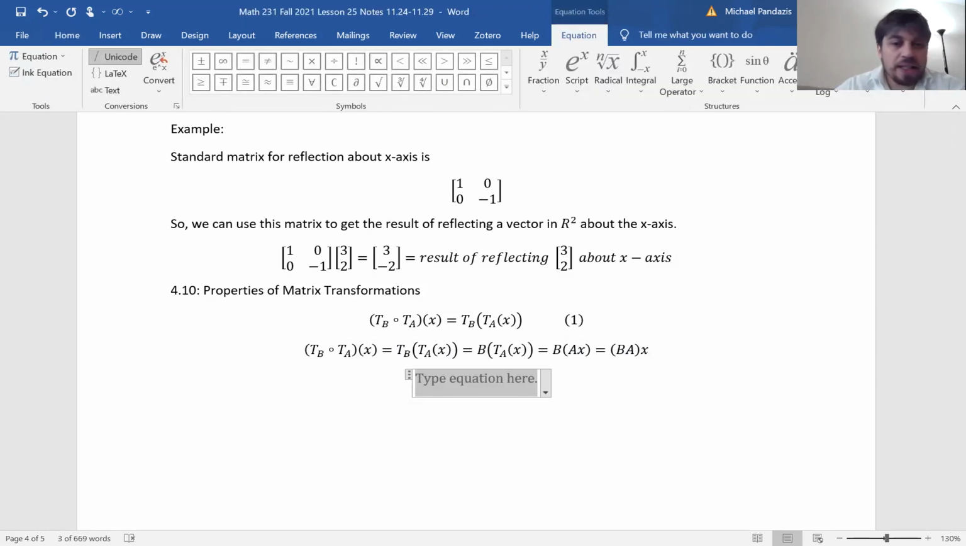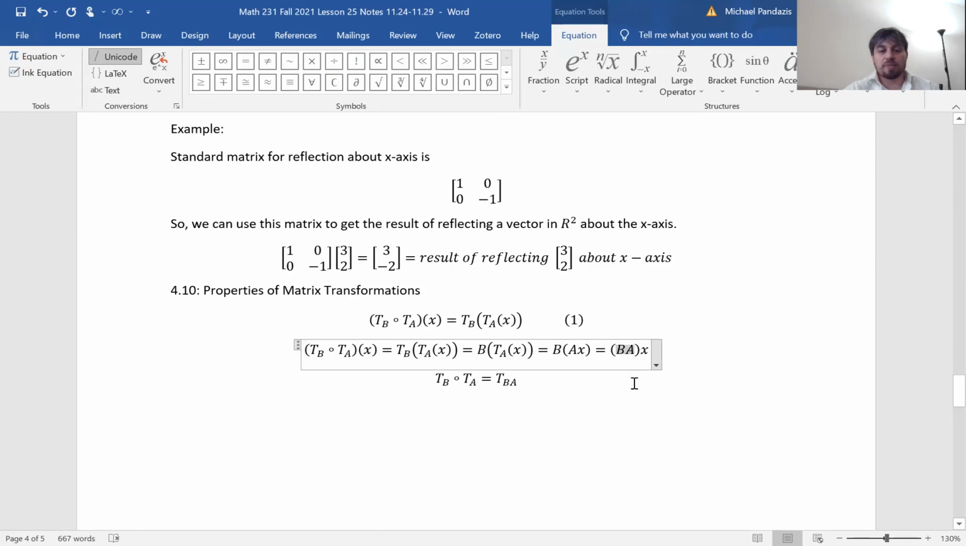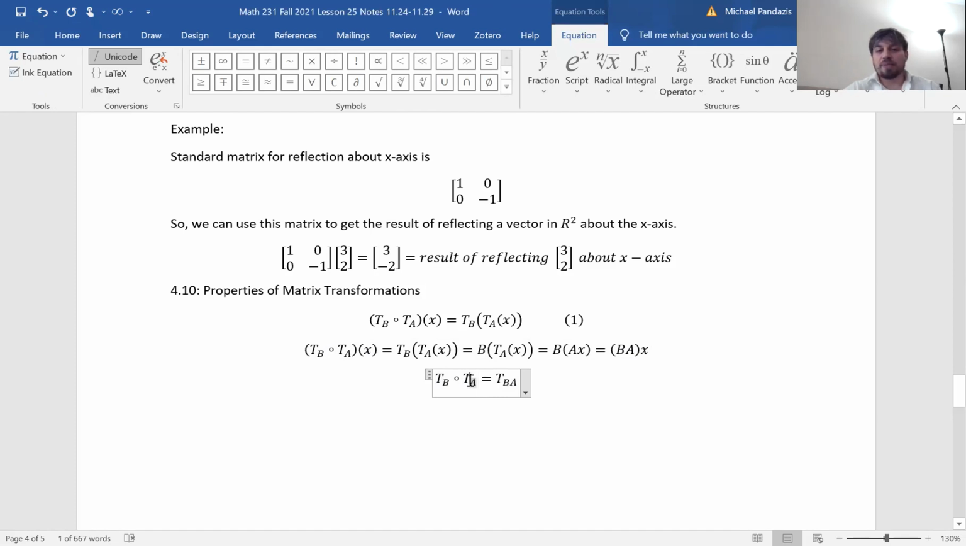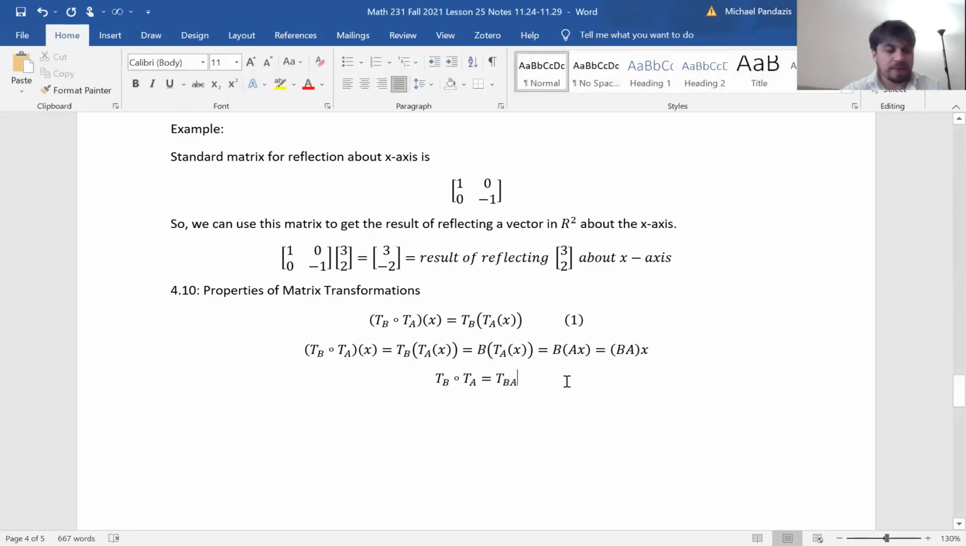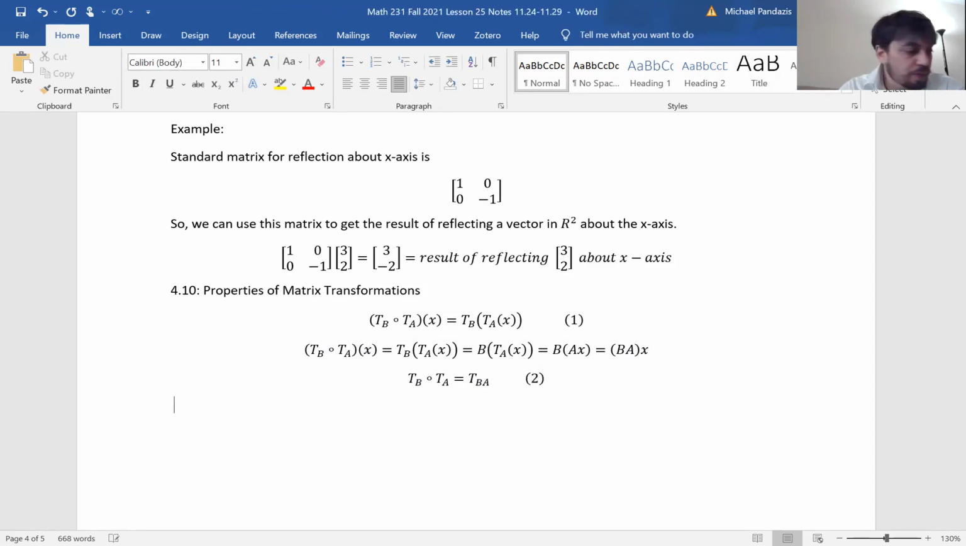What this is saying is that T sub B composed with T sub A is equal to T sub BA. The effect of T sub B composed with T sub A of X is equal to left multiplication by the matrix BA. So instead of left multiplication by A, then left multiplication by B, you can think of a single left multiplication by BA. That's what this equation is saying. This is equation 2.